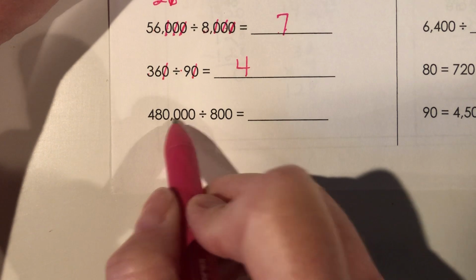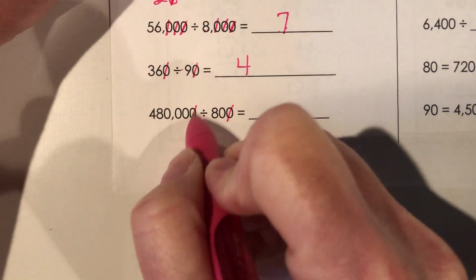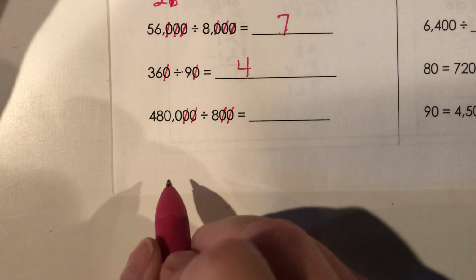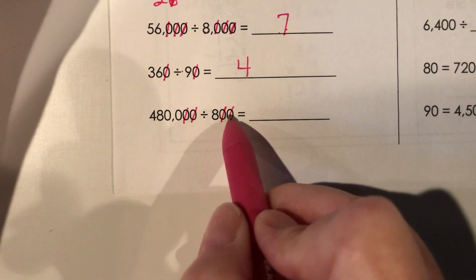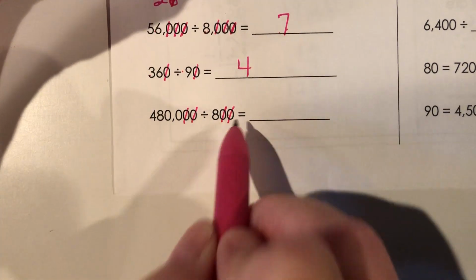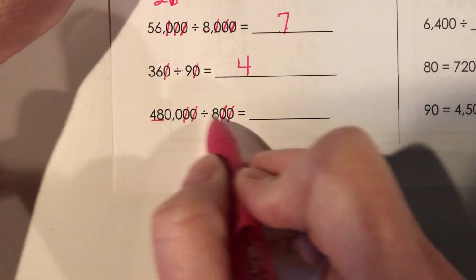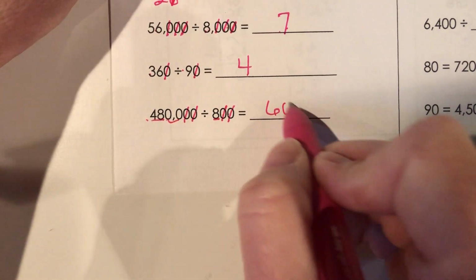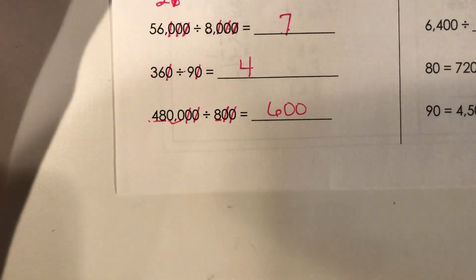All right, 480,000 divided by 800. 10 divided by 10 is 1. 10 divided by 10 is 1. I can't get rid of any more zeros because there aren't any left here to divide into that, right? Or any here to divide into that. So I know that 48 divided by 8 is 6, and then I see there are 2 zeros left. So it will be 600.